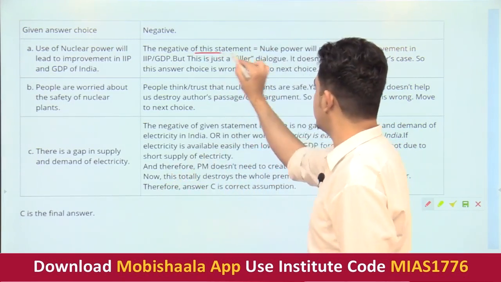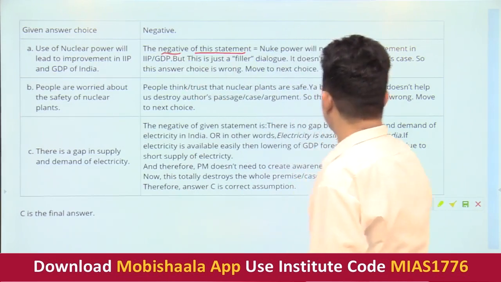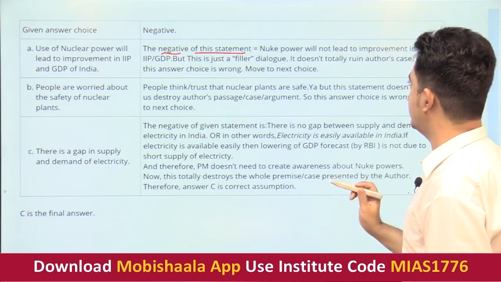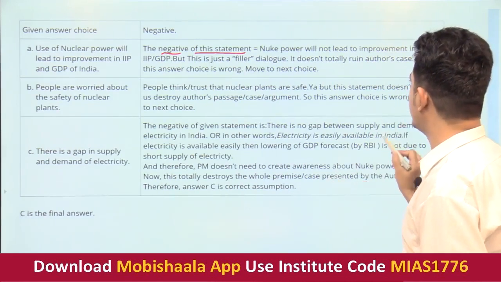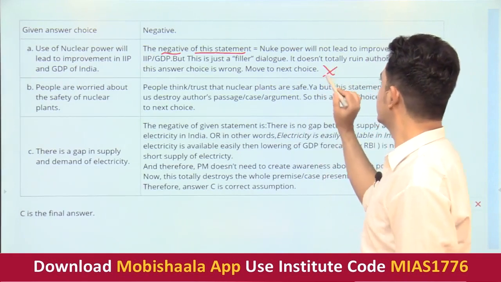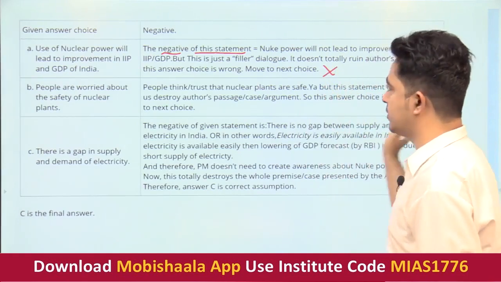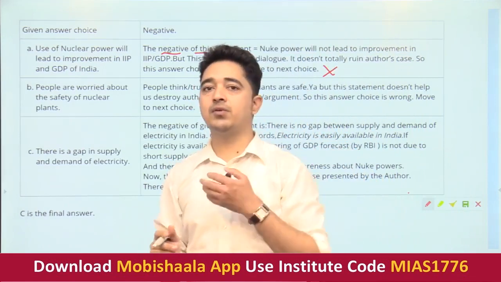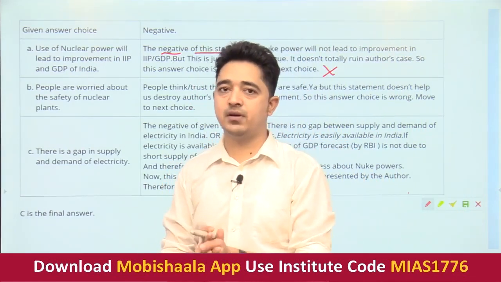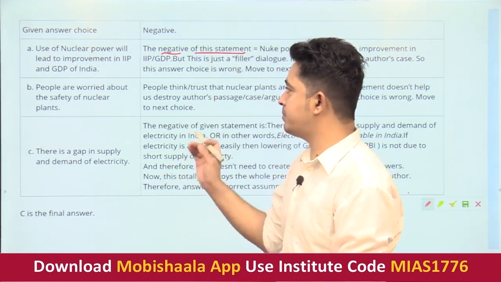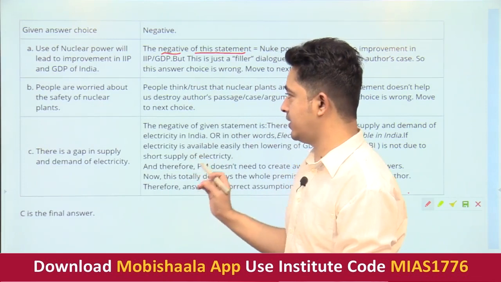For the negative statement, you have to think it out. Nuclear power will not lead to improvement in IIP or GDP, but this is just a filler dialogue. It does not totally ruin the others' case, so this answer choice is wrong. Nuclear power will not lead to the improvement of GDP, right? Because nuclear power is improving the defense sector, not the GDP of any country. The second one is that people are worried about the safety of nuclear plants.